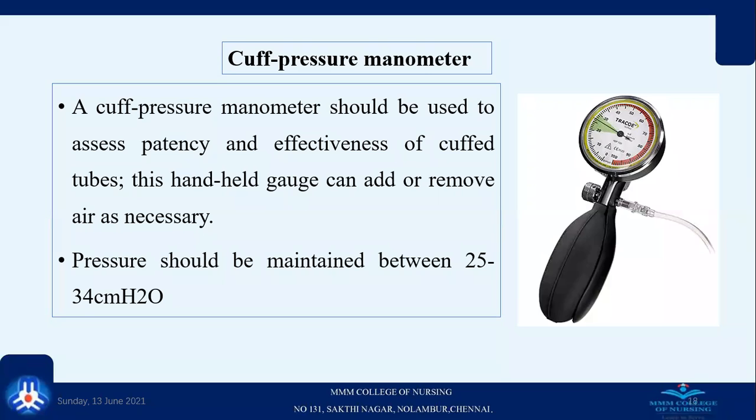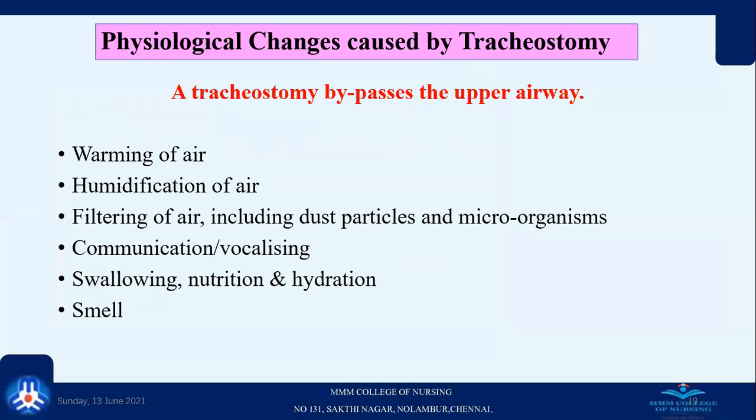So the air pressure which is there inside the cuff can be monitored using this cuff pressure manometer. And it should be checked at least twice a day, and it should be recorded daily in the tracheostomy care chart. Suppose the air pressure goes below 25 centimeters of water, then we have to suspect there is some problem with the tube, and it should be promptly reported to the treating team.